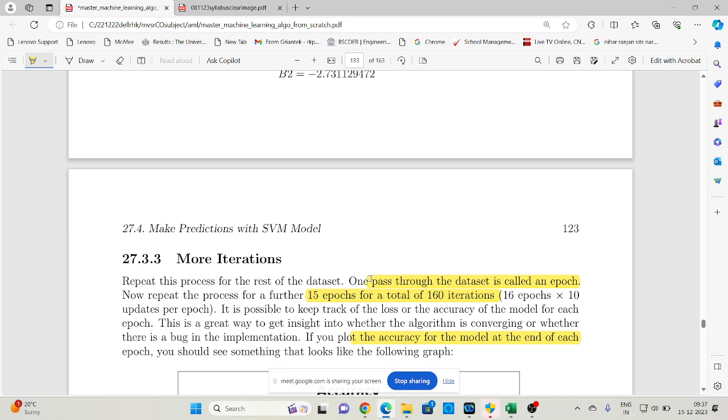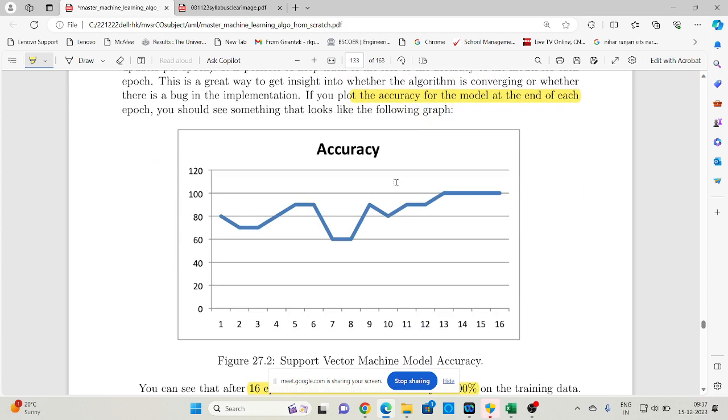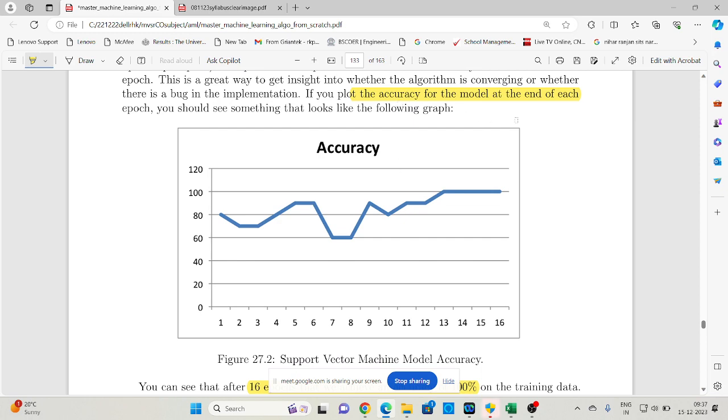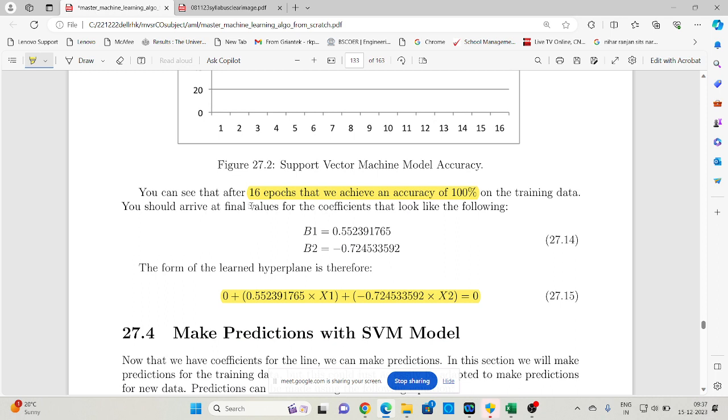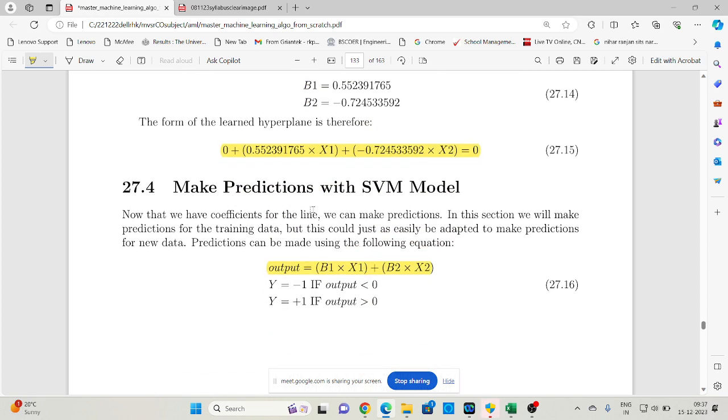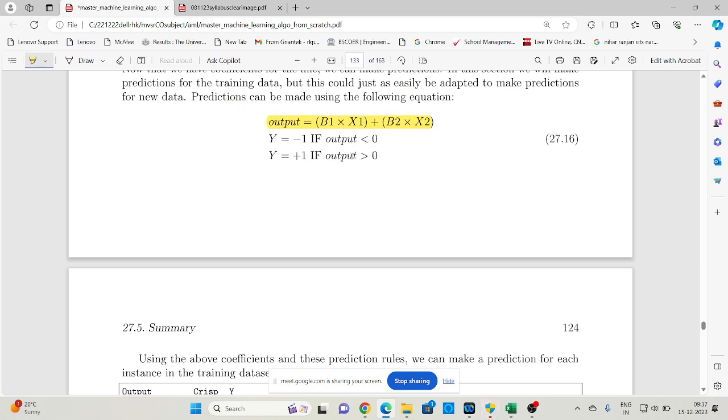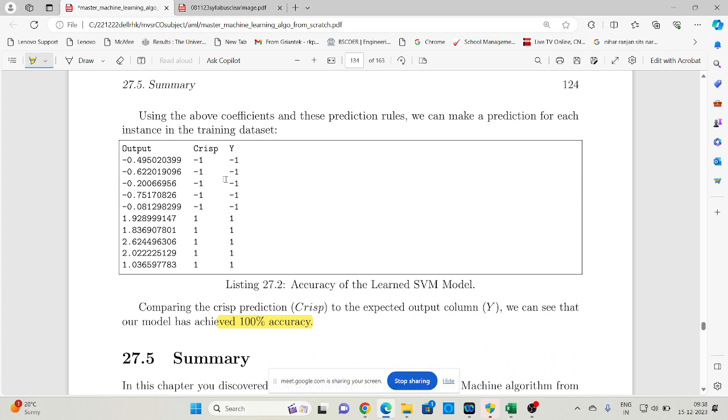This runs for 15 epochs, for a total of 160 iterations. If you calculate and plot the accuracy of the model, you'll get a plot like this. After 16 epochs, we achieve an accuracy of 100%, and the values of B1 and B2 settle to these. If I want to make new predictions, I'll use this same formula. If you look at the predictions and the actual values, the predictions are 100% accurate.